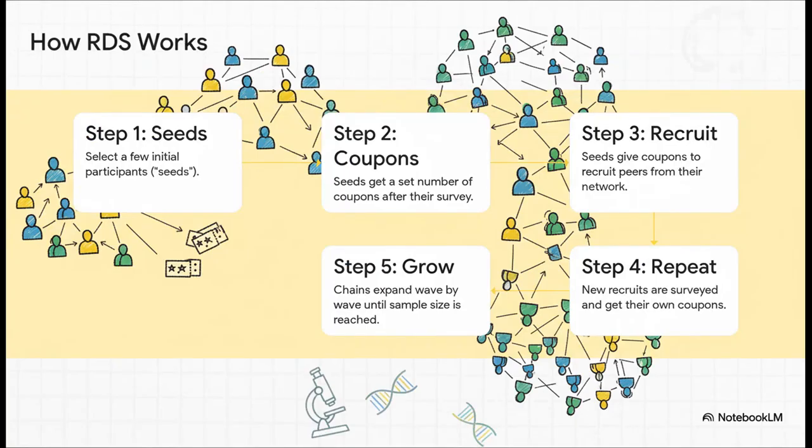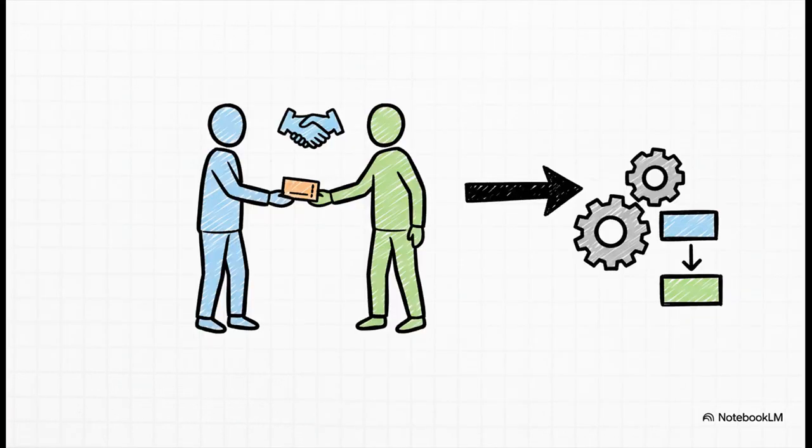The way it works is just fascinating because it's literally powered by the community itself. Researchers start with just a few initial people who they call seeds. After these seeds get surveyed, they're given a few special coupons to hand out to their peers. When those new people come in, they get surveyed, and then they become recruiters too. The sample just grows organically, wave after wave, creating these long recruitment chains that can reach far into a hidden network.